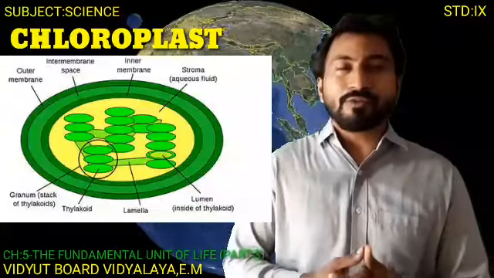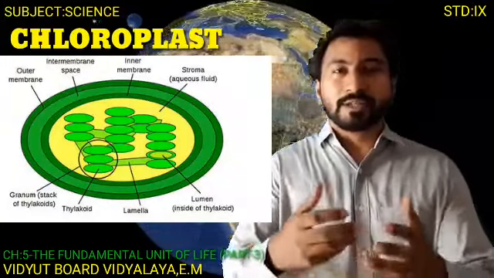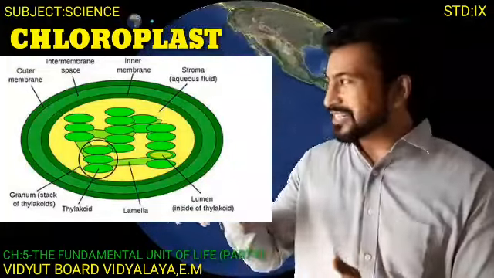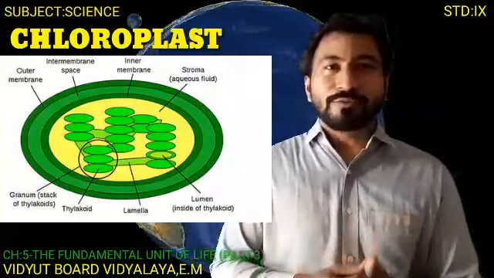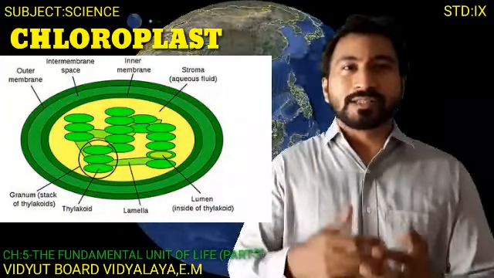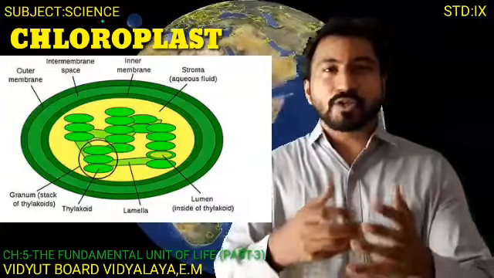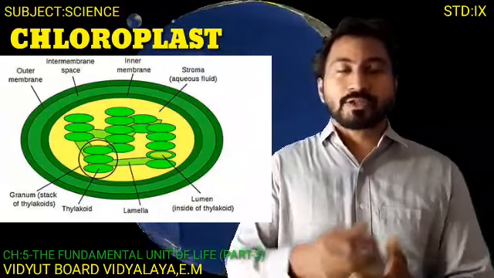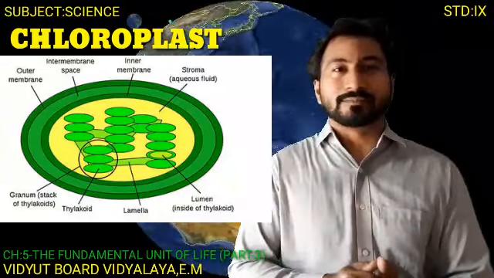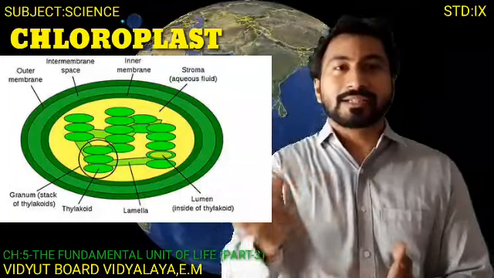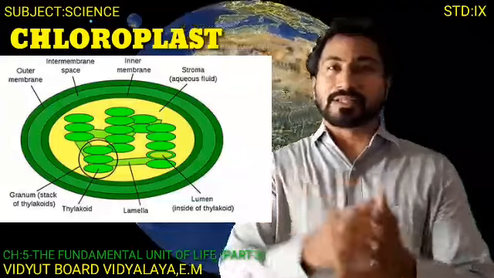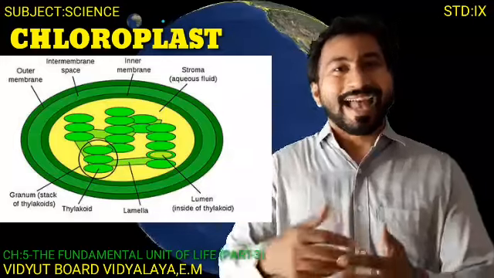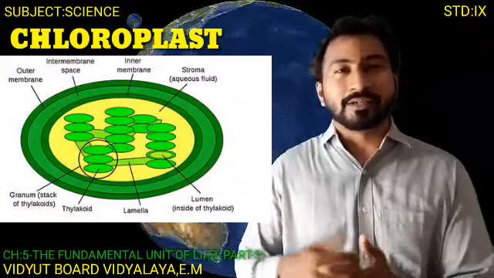The inner space of this chloroplast is said to be the stroma, and there are some coin-like structures which are piled up together, out of which a single coin is said to be a thylakoid, and the group of such coins is known as the grana or the granum. So inside these grana or the granum and a single thylakoid, the chlorophyll content is mainly present, and that is responsible for the production of the food and in giving specific green color to the leaves.